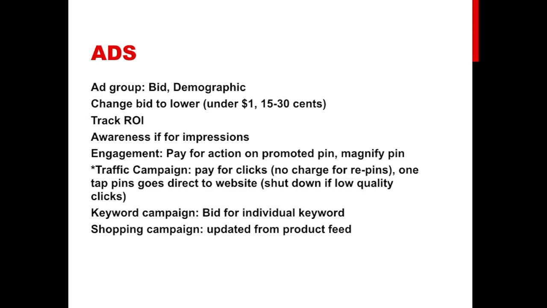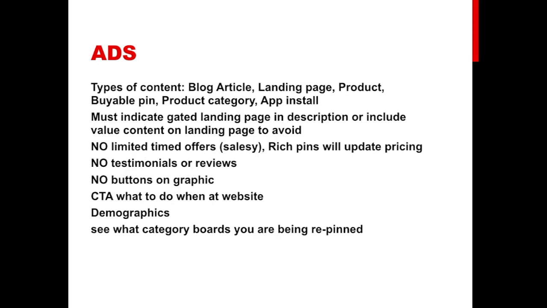For a keyword campaign, you're bidding on individual keyword phrases. And for shopping campaign, you're paying for promotions for your product feed that's uploaded into Pinterest, like through Shopify. So there's different types of content you can send people to, like a blog article or a landing page or a squeeze page. You can create buyable product pins, like if you're syndicating from Shopify into Pinterest. App installs if you have a smartphone app.